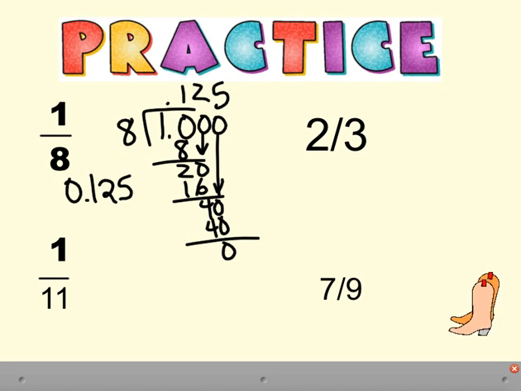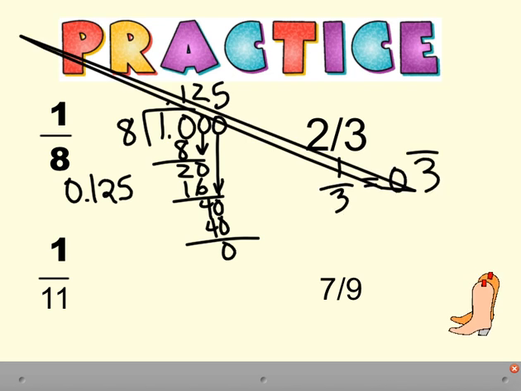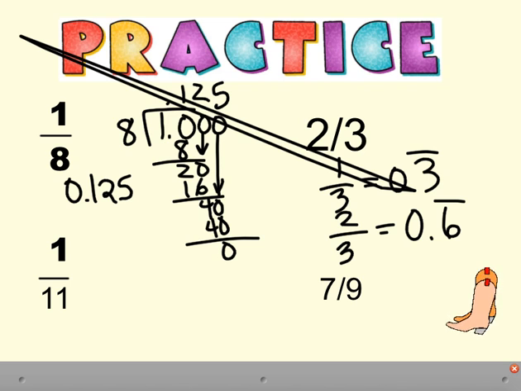2/3, well, you might know this one. 1/3 is 0.3 repeating. So 2/3 must be double that, so we get 0.6 repeating. 1/11th also is a repeating decimal, and when you do the division, you actually get 0.1 with the 1 repeating forever and ever and ever.